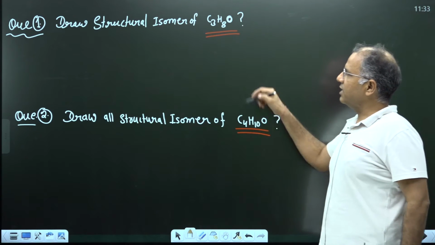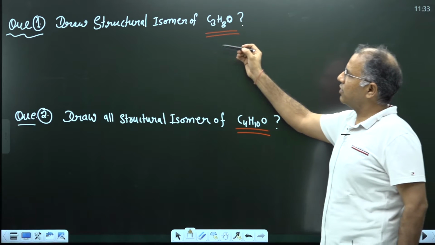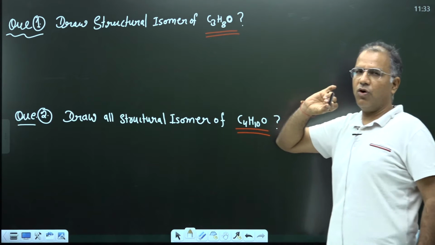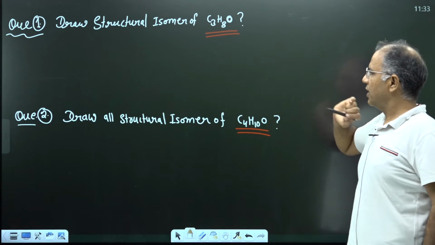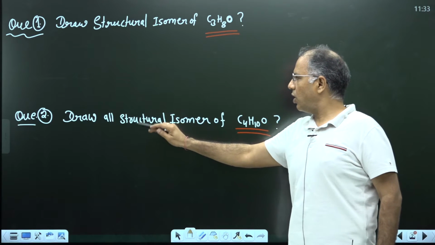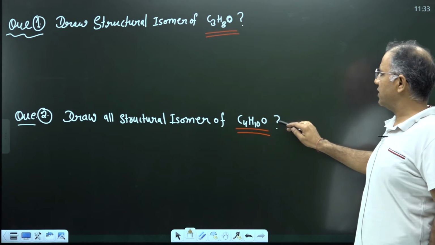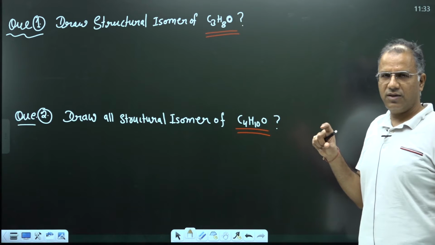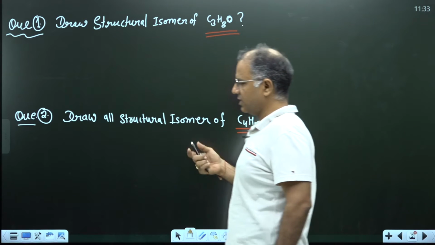So, first of all, try these two questions. First question is, draw all structural isomers of C3H8O. And the second question is, draw all structural isomers of C4H10O. Pause the video, try all the structures. First of all, find your answer, then check your answer with me.